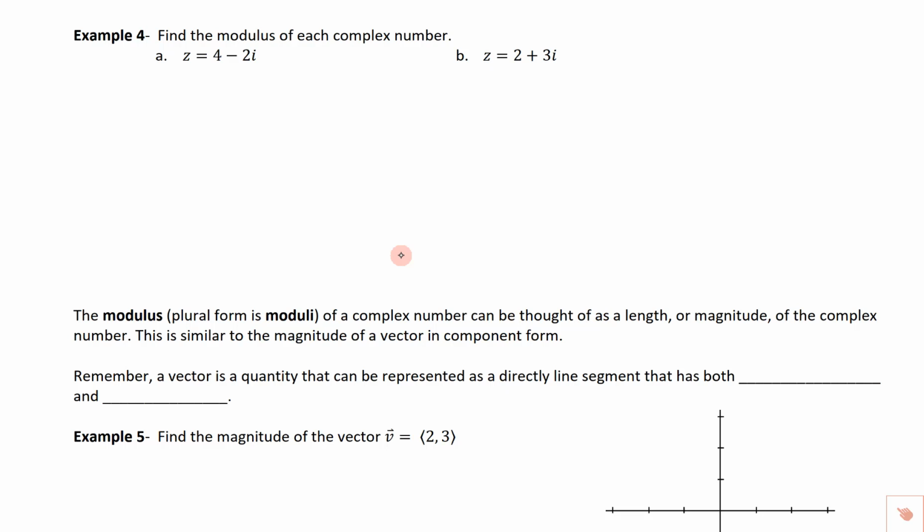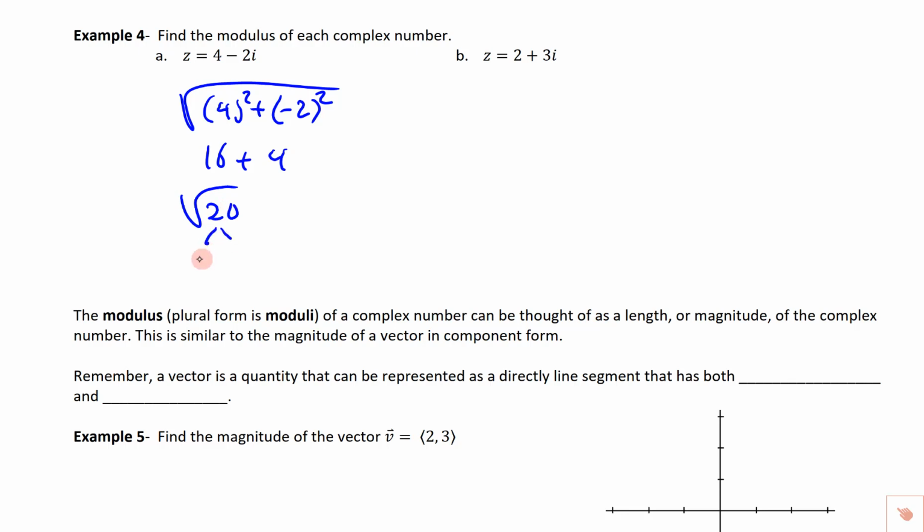All right, it says find the modulus of each complex number. So again, we can just set this up and say, I'm going to take the real part and square that. I'm going to take the imaginary part, that's -2, and square that. So I get 16 plus 4. So this is the square root of 20, but that's going to be 2 times 5. So we end up with 2 radical 5 here.